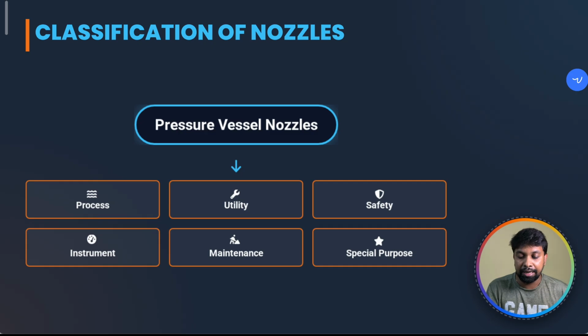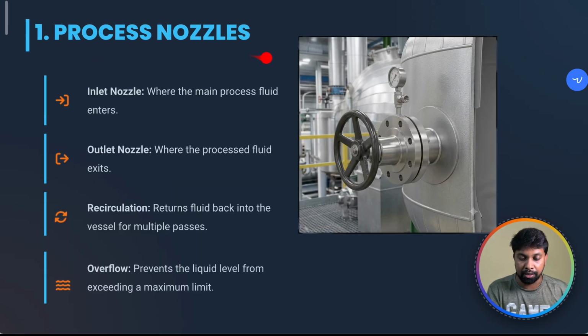Classification of the nozzle. In the pressure vessel, the nozzles are classified into process, utility, safety, instrument, maintenance and special purpose. We will see everything in detail in coming slides. First, process nozzle. A pressure vessel must have inlet and outlet connections.